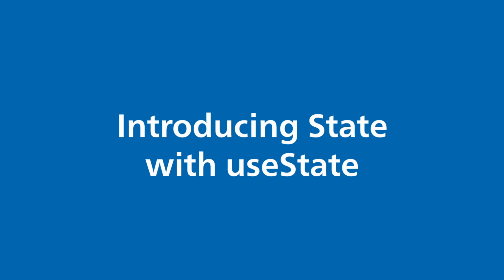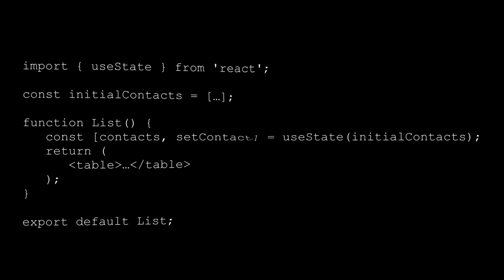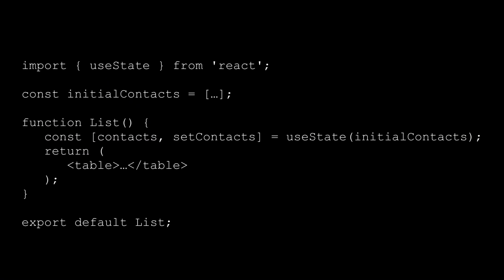Functional components can hold and manage internal state using the useState hook. This allows components to store and update data across renders. The hook returns an array with the current state value and a function to update it. Whenever that function is called, the component re-renders to reflect the new state.